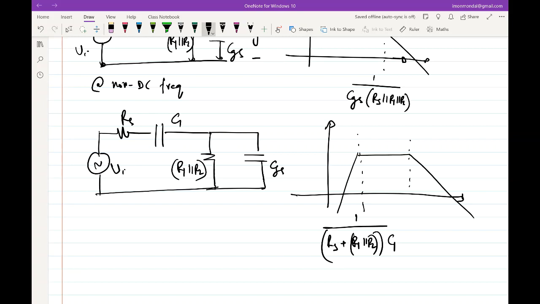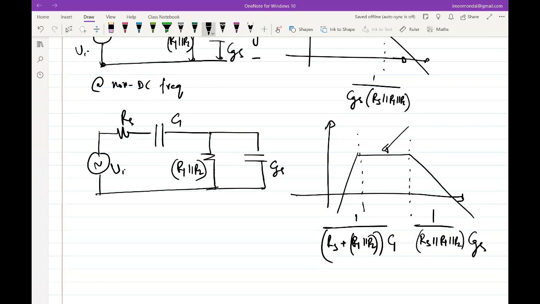And the second pole will be equivalent to the time constant of the system in the presence of CGS, but when C1 was what? 0 or infinite? Infinite, right? So if C1 were infinite, it becomes shorted. So this becomes 1 over (Rs parallel R1 parallel R2) times CGS.